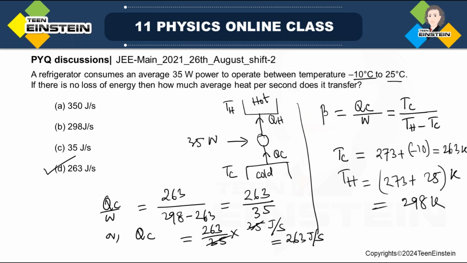So this is an important question from thermodynamics. Generally, one question from either refrigerator or heat engine, using Carnot's theorem or the concept of Carnot's engine, you have to solve. So better to remember this formula, that is QC by W or TC by TH minus TC. All right, so we'll go to the next problem.